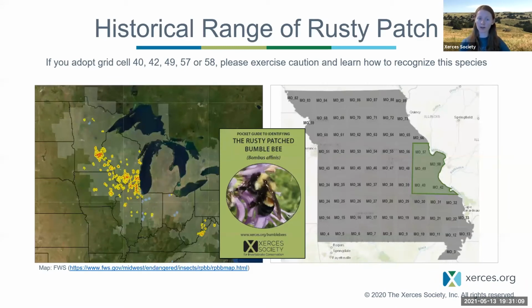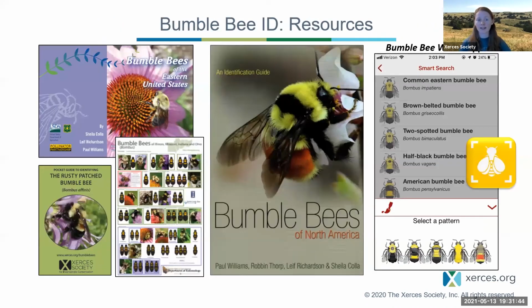So permits are not required to collect in this part of the state because it is considered an unoccupied area by this bee. However, if you are surveying in grid cells 40, 42, 49, 57, or 58, we do urge that you exercise caution and know how to identify this bee. In the chance that you come across this, which again, is very unlikely, we're going to need you to stop surveying and we will have to notify the U.S. Fish and Wildlife Service.